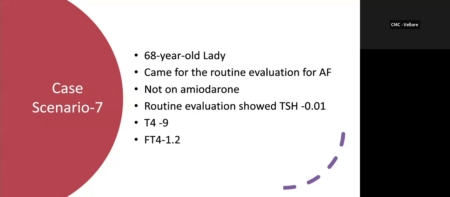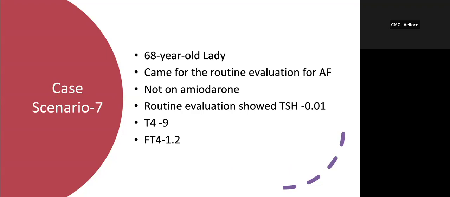Now the problem starts. The patient is not on amiodarone, but the patient is having a suppressed TSH. The patient is a 68-year-old lady. Free T4 is absolutely point blank normal. So what exactly is this then? The patient is asymptomatic but has a feature of hyperthyroidism. So it is called classical subclinical hyperthyroidism.